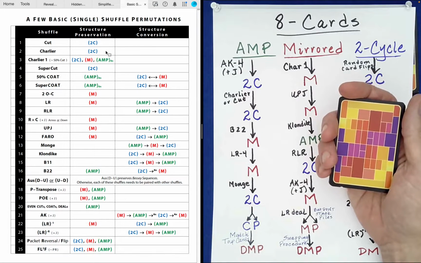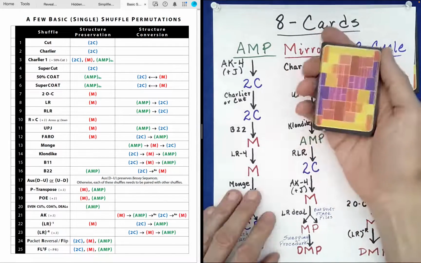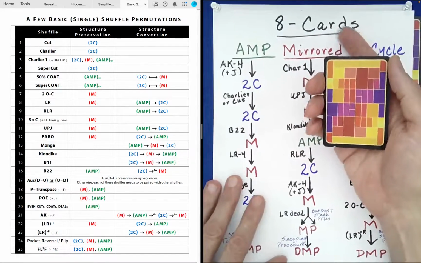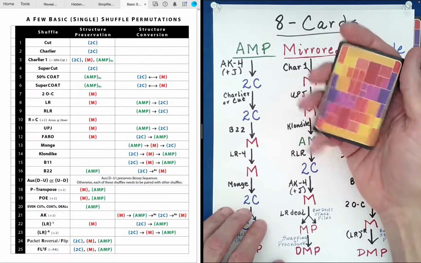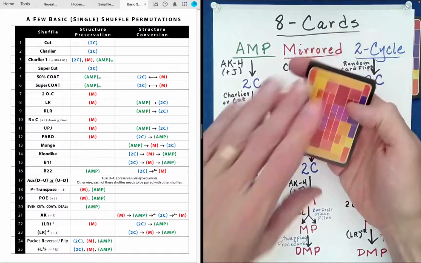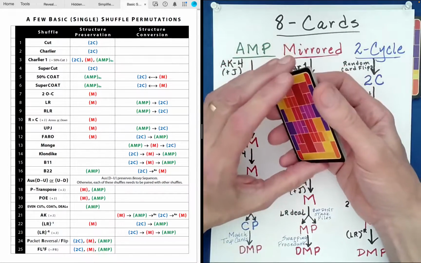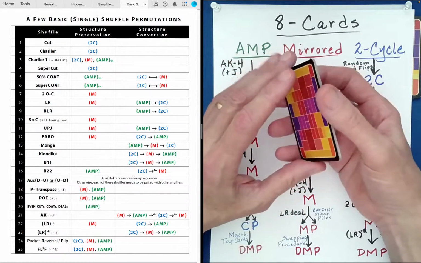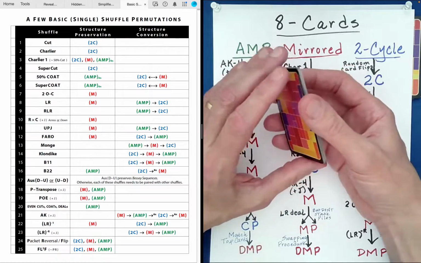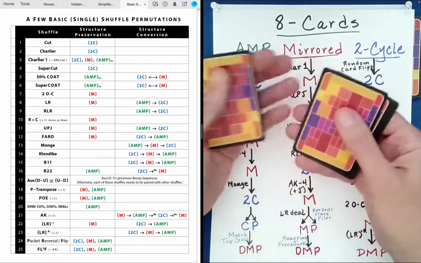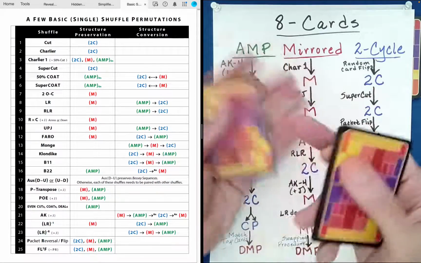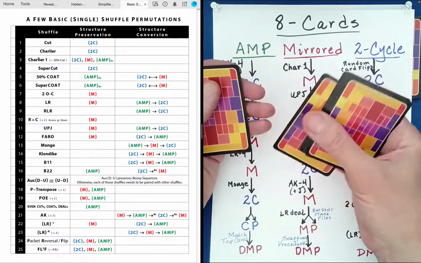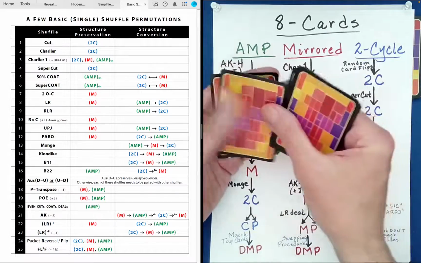Okay, so what is a Charlier 1? Well, it's number 3. A Charlier 1 is, quote, a Charlier shuffle, but you only move 1 card at a time. So what does that mean? This Charlier shuffle is top to bottom, bottom to top, top to bottom, bottom to top. So you move this one over. The top card now goes to the bottom, the new bottom. Bottom card, just 1, goes on top.